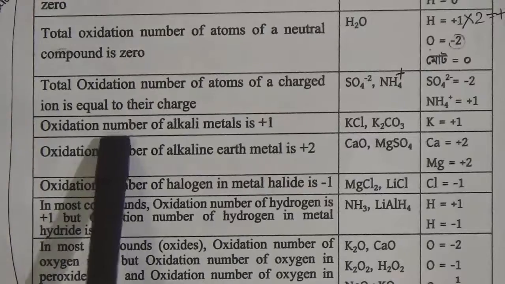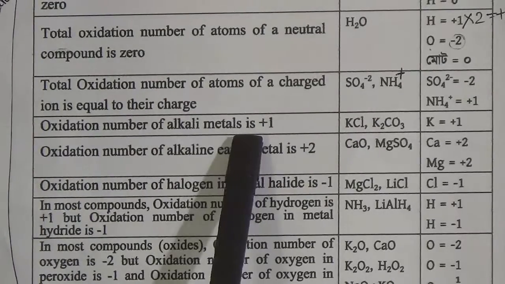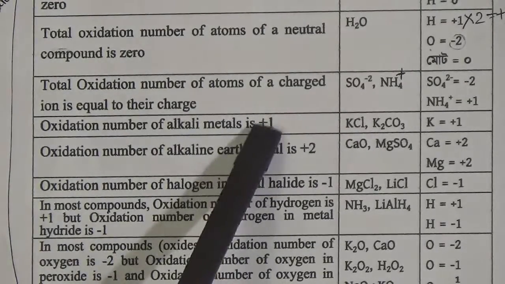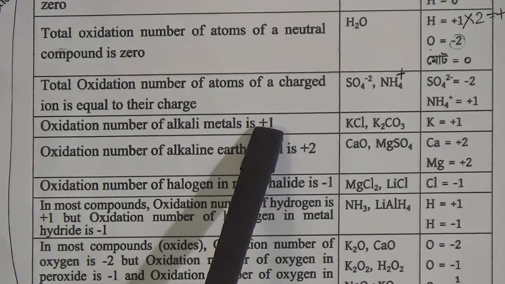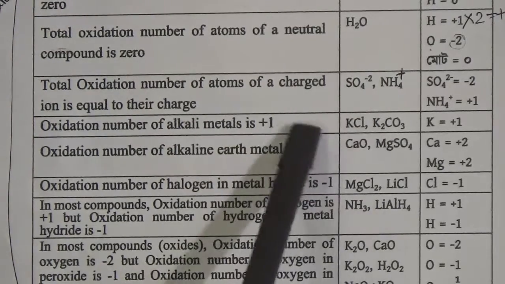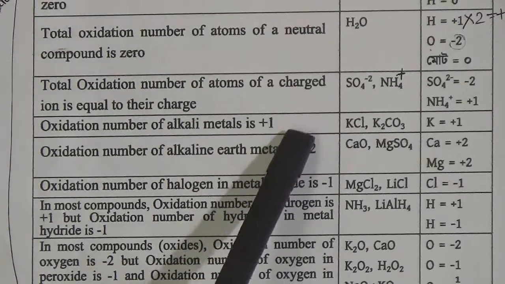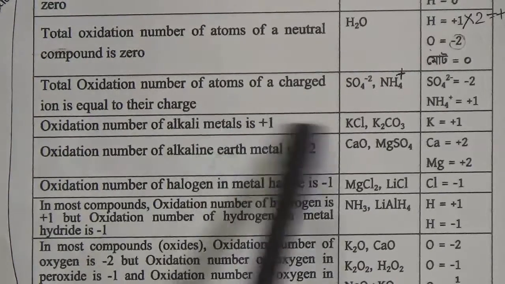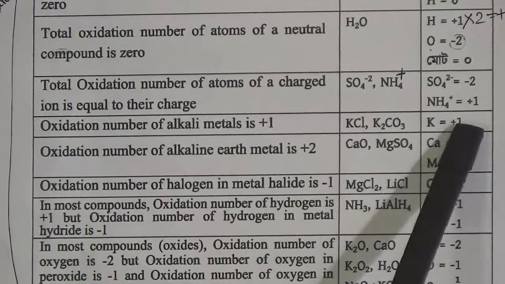Next, the oxidation number of alkali metals, that means all the metals of group 1, is +1, like sodium and potassium. They can donate 1 electron because in the last orbit they have only 1 electron. That's why their oxidation number is +1.